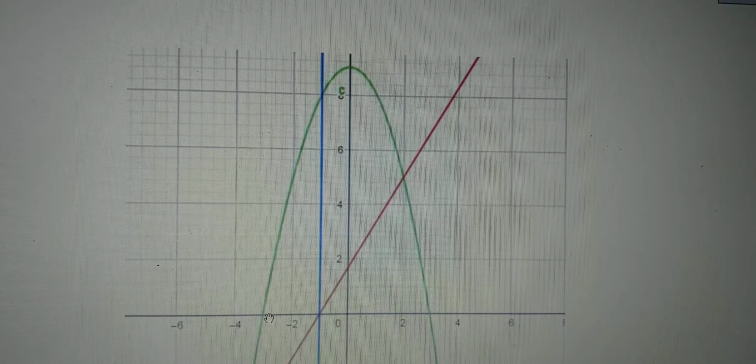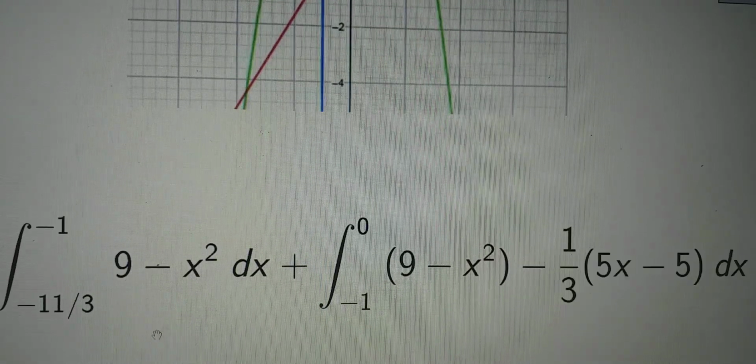This is the point x equals minus 11 over 3. This is x equals minus 1. For the first part, there is only the green curve, so we can find the area with this formula: the integral from minus 11 over 3 to minus 1 of minus x squared dx.